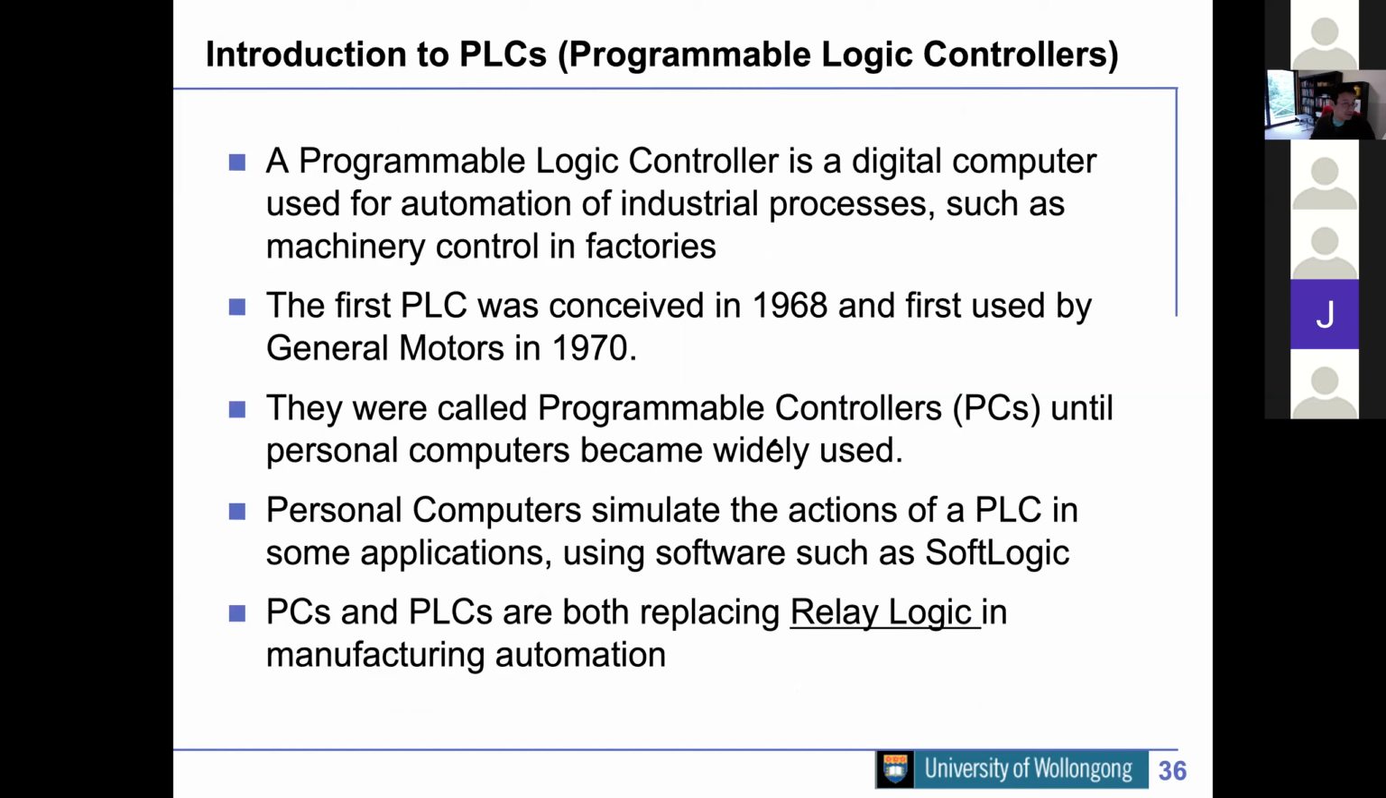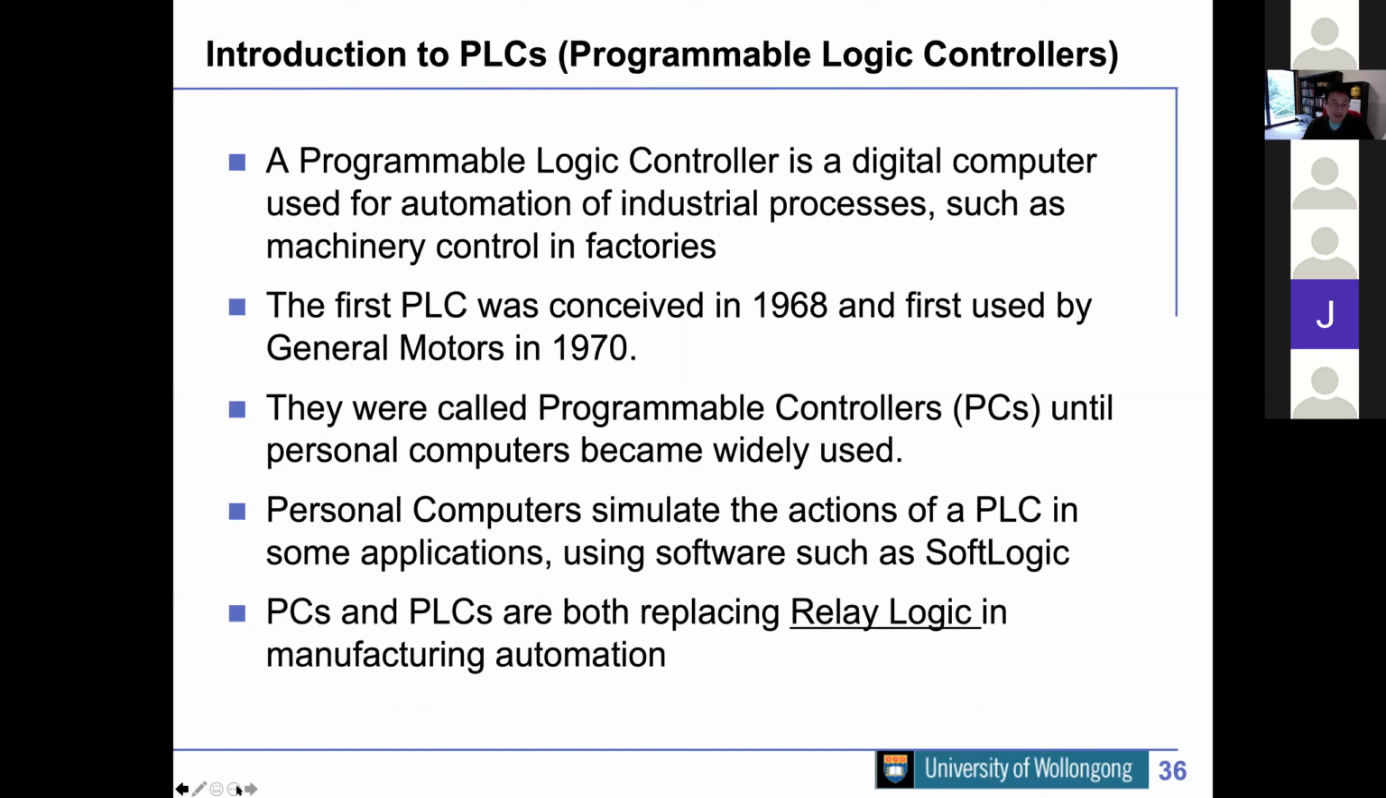All right, so we've done all those control-related reviews and introduced this simple new control idea, the on-off control idea. Now let's start talking about the PLC.